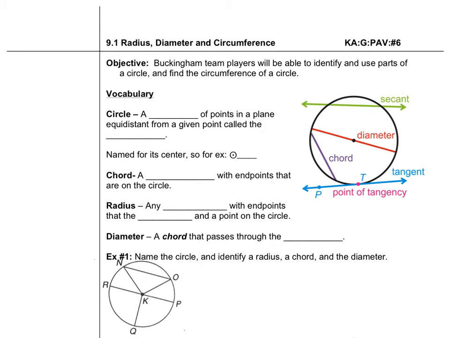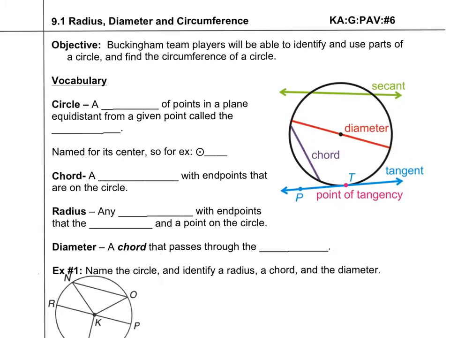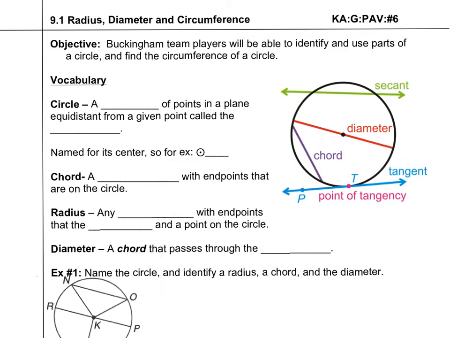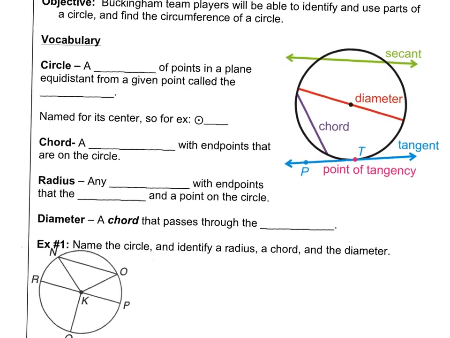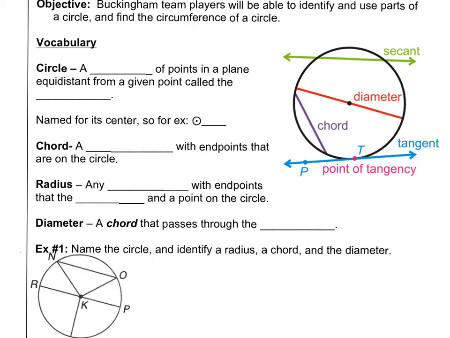Alright, IM2 9.1, radius, diameter, and the circumference. Objective: students, or Buckingham team players, will be able to identify and use parts of a circle and find the circumference of a circle. So we got some boring vocabulary to do here, but you'll see in class why being familiar with some of this stuff is going to be very helpful.